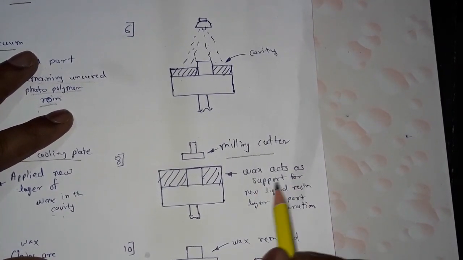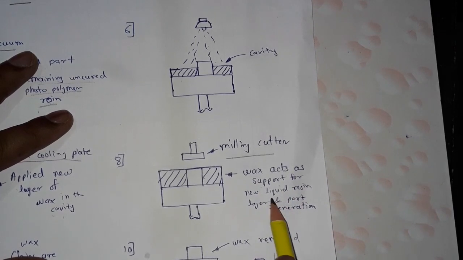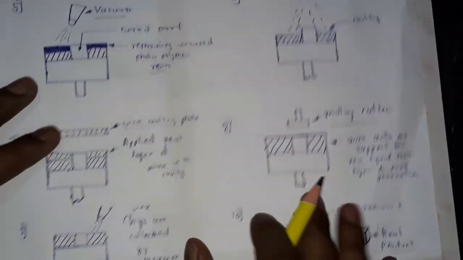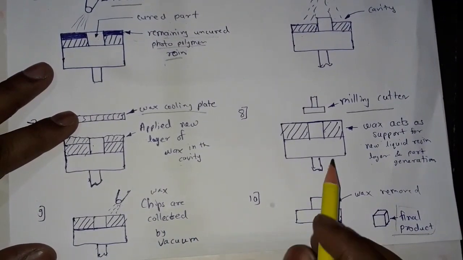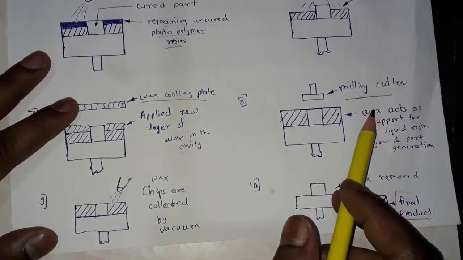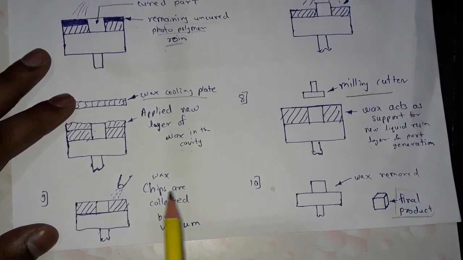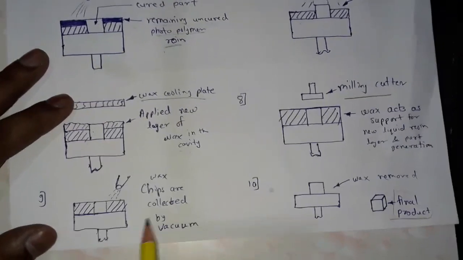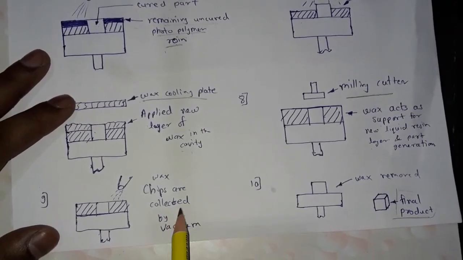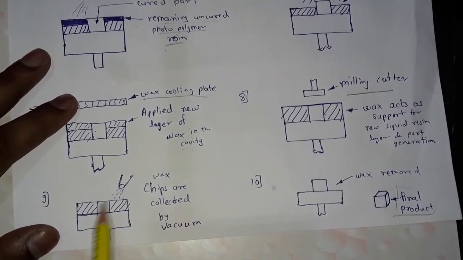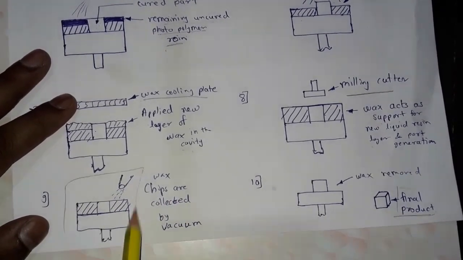Here friends, wax acts as support for the new liquid resin layer and part generation. Now when we use the milling cutter, there is a formation of wax chips which need to be collected, so here we use a vacuum to remove or collect the chips, as you can see in this diagram.